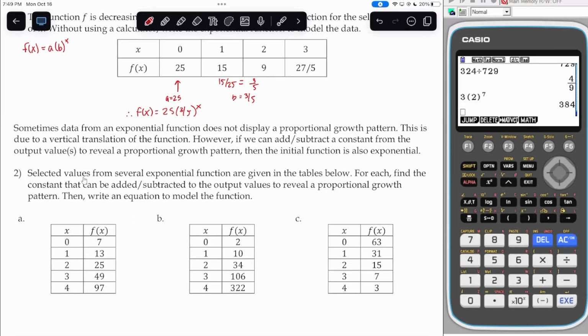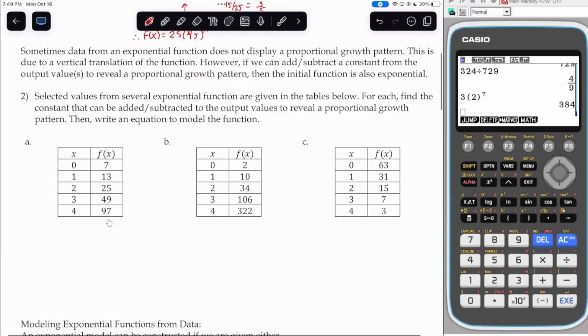So it says here, sometimes data from an exponential function does not display a proportional growth pattern. This is due to vertical translations of the function. However, if we can add or subtract a constant amount from the output values to reveal a proportional growth pattern, then the initial function is also exponential. So that's going to be the key thing that helps us with these problems here. So let's go and try and figure these out.